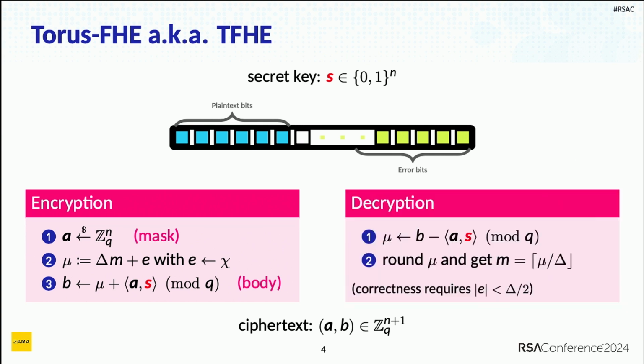So now to decrypt, just do the same but in the other direction. So you start with the ciphertext A and B. Then you compute the inner product of A and S, so the secret key. You subtract that value from B, you get mu. Then you round mu, and you get the input message M. So that works if the error E is not too large. So too large means larger than delta over 2. Okay?